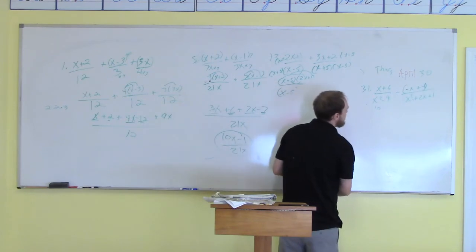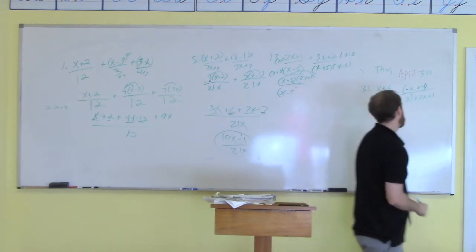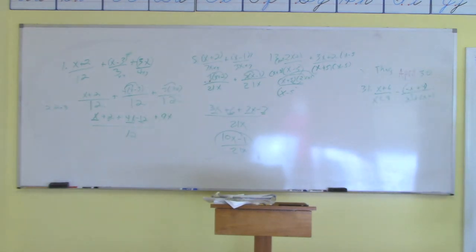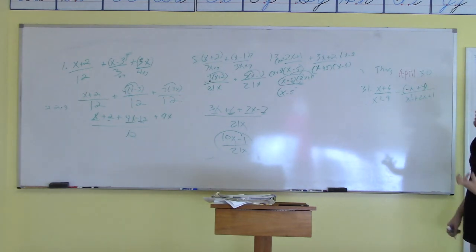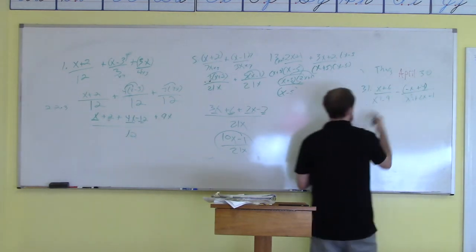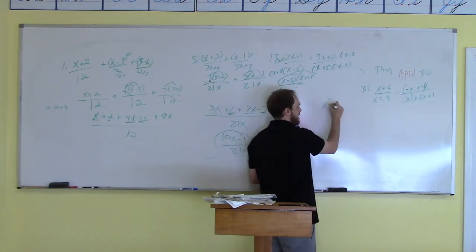So 31 says (x + 6)/(x² - 9) minus (x + 4)/(x² + 2x + 1). Again, what we're going to do is figure out first what our common denominator is. So I have to factor x² - 9. If I factor x² - 9, I can do it a couple different ways.